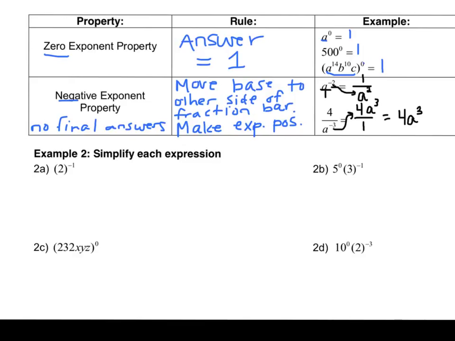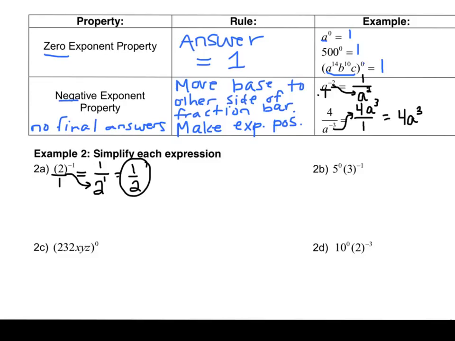So let's try some. Number 2a is going to be very similar to the first example I did up there, so I'll let you try that. Go ahead and try it. Hopefully you moved the 2 to the bottom, made it positive, and it simplifies to 1/2 for your final answer.